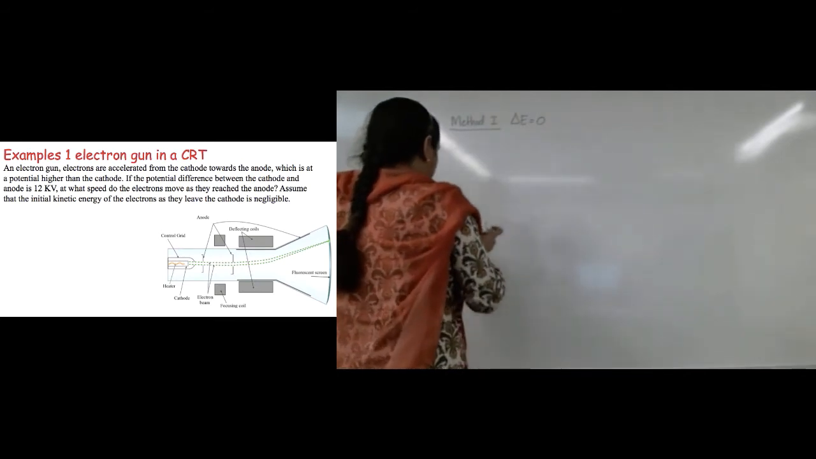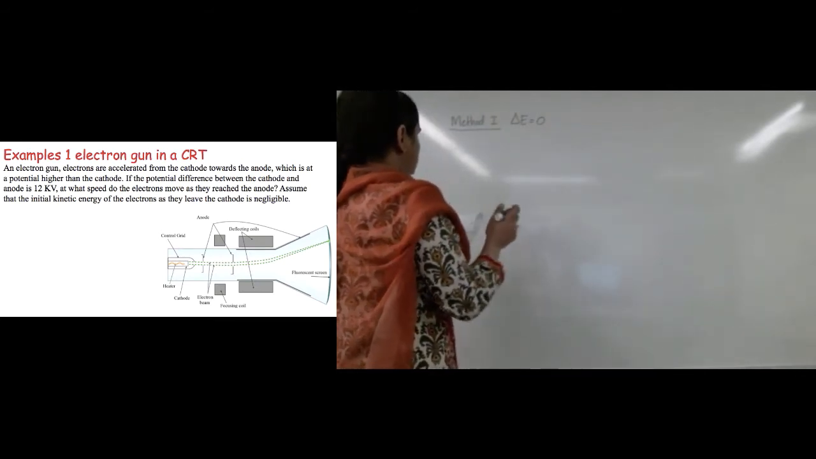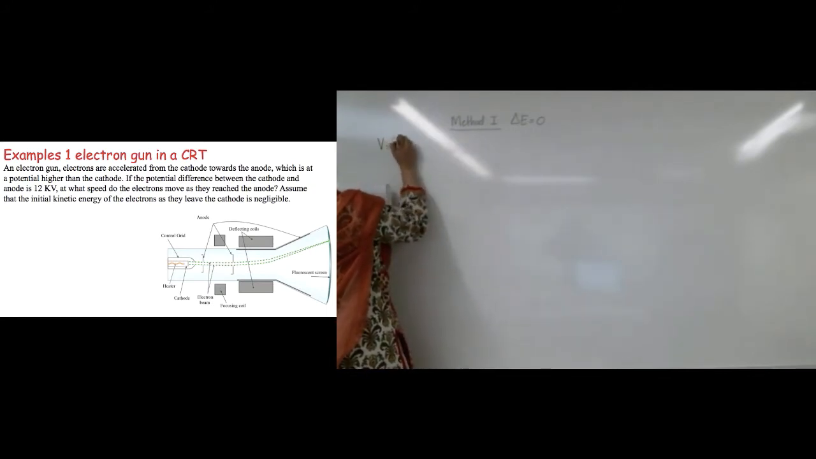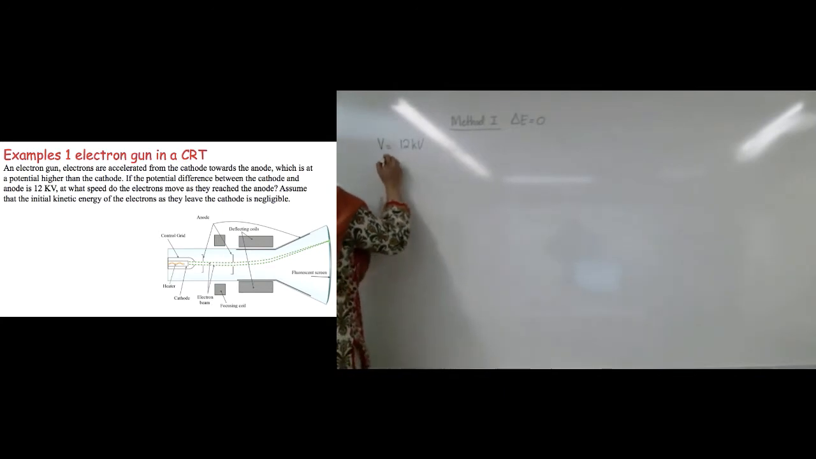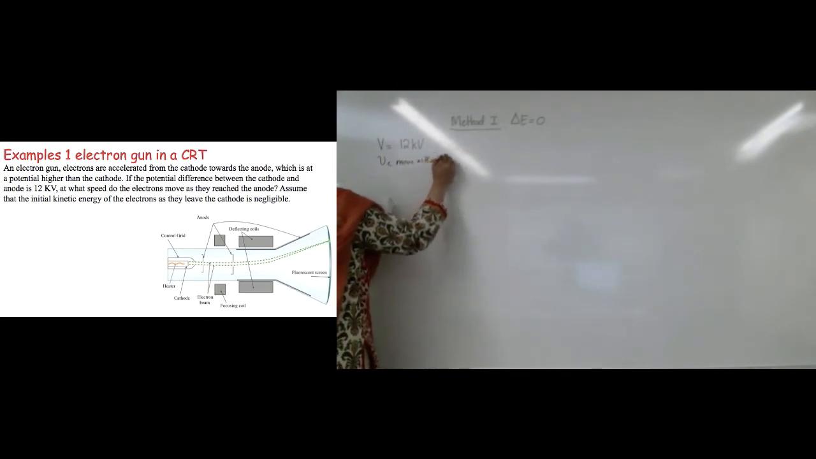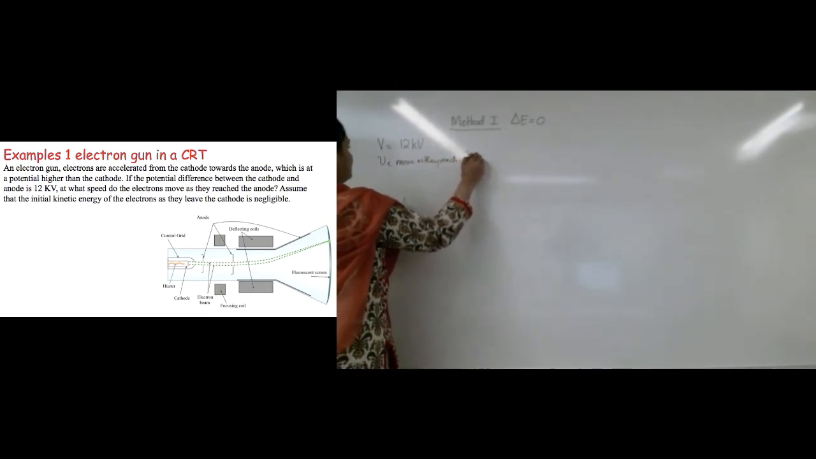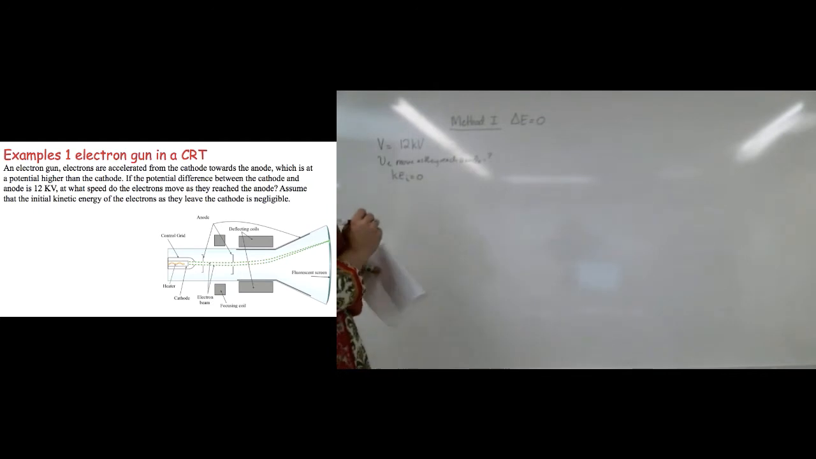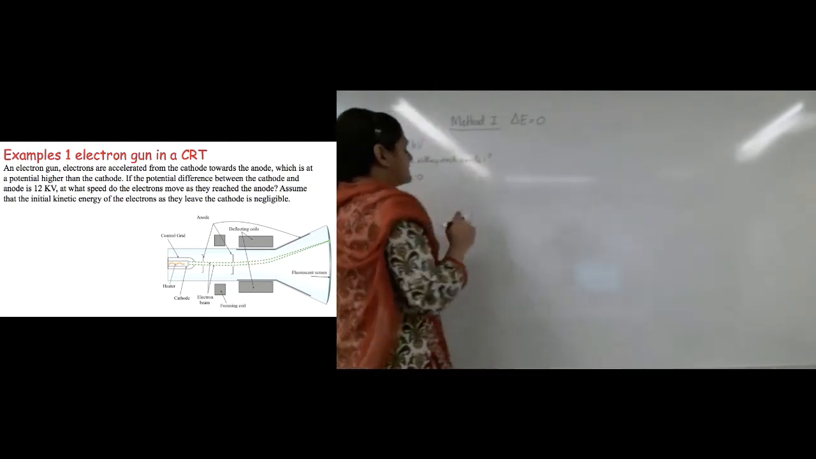So what does it say? We know that the potential difference between the cathode and anode is 12 kilovolts. So V equals 12 kilovolts. And we want to find what speed the electrons move at as they reach the anode. Assume that the initial kinetic energy is equal to 0. So the first method we are going to use is conservation of energy.